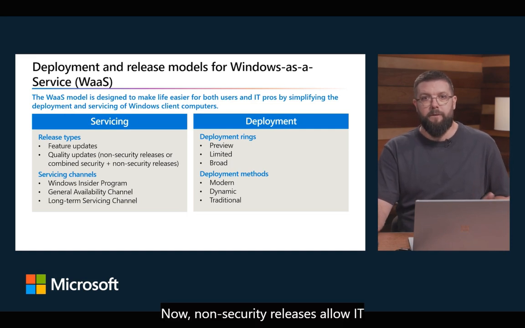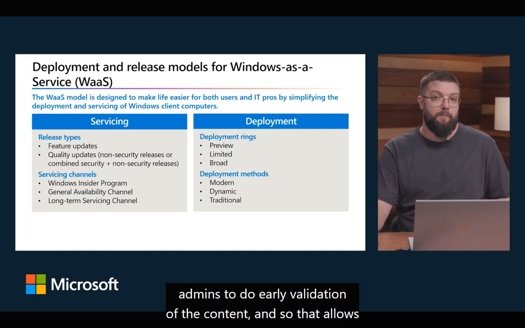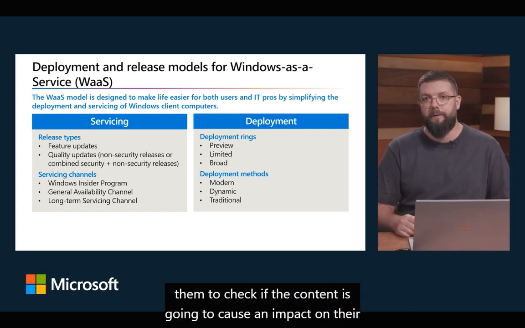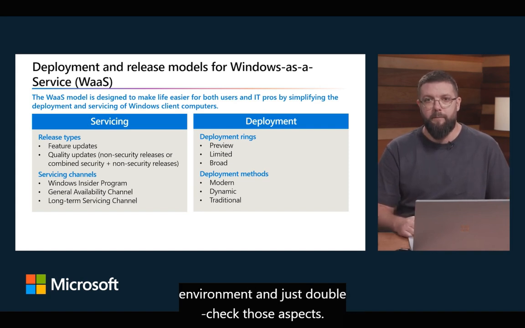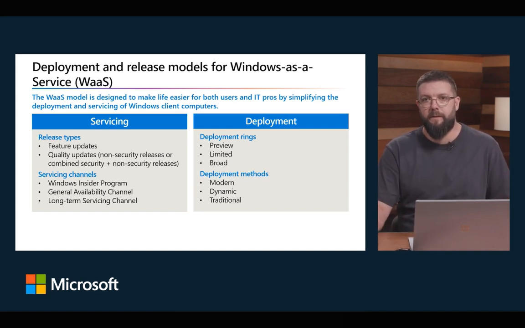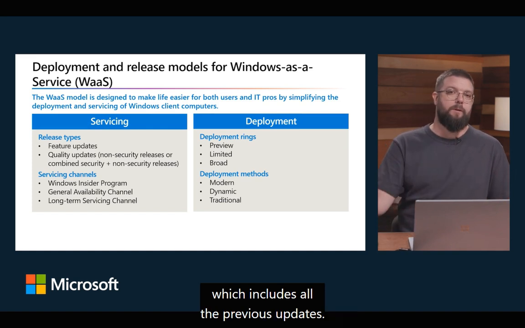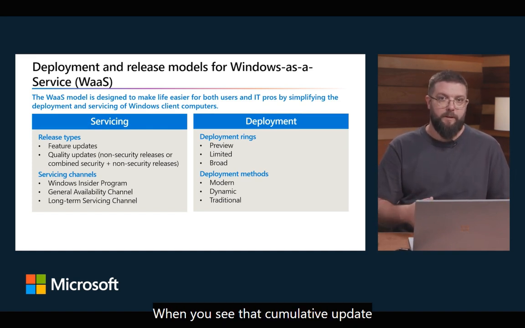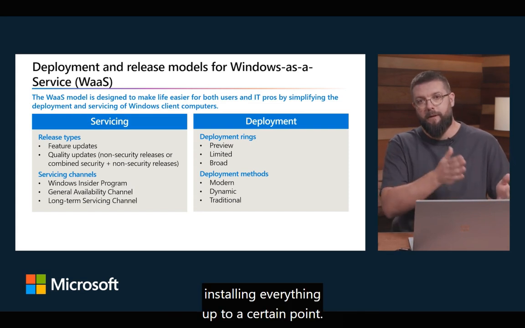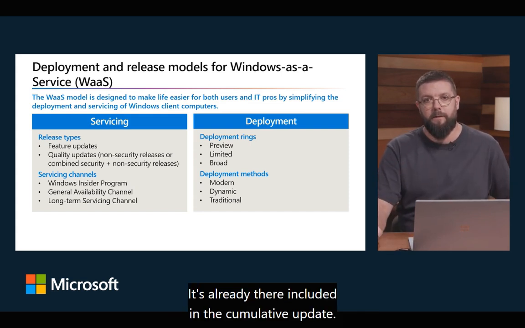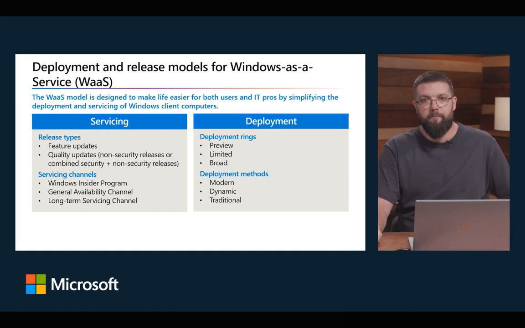Now, non-security releases allow IT admins to do early validation of the content, and that allows them to check if the content's going to cause an impact on their environment and just double check those aspects. Now, a cumulative update is a release which includes all the previous updates. So when you see that cumulative update come out, you don't have to worry about installing everything up to a certain point. It's already included in the cumulative update.